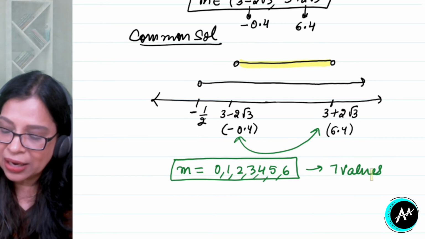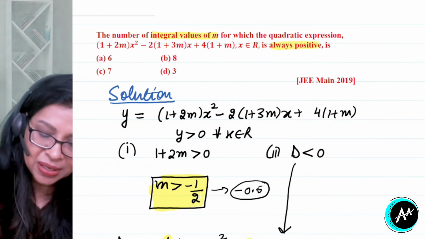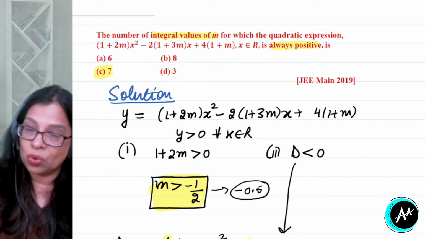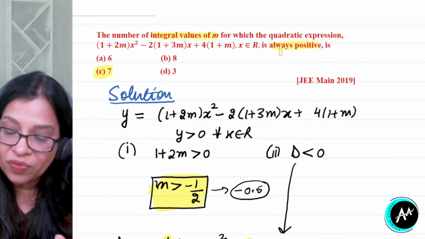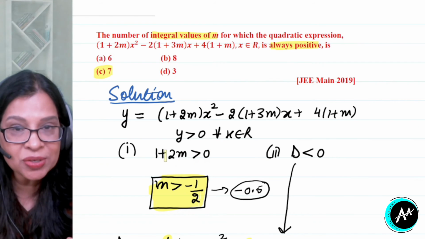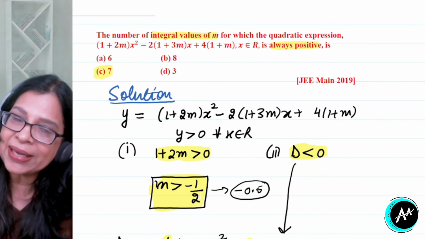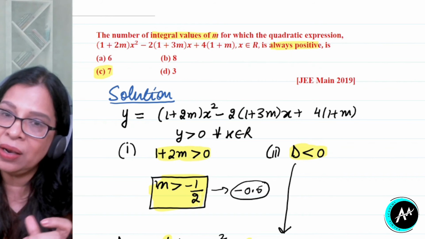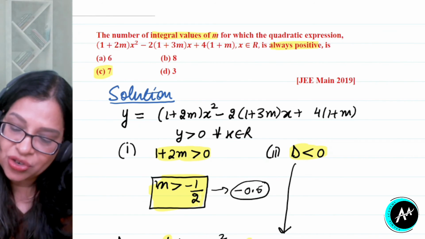So we had to tell number of integral values of m. So these are 7 values. That means C option will be correct. Got it? So what was the question? That when is this quadratic expression always positive? So when it is always positive, when you have coefficient positive of x square and discriminant is negative. So two inequalities, common solution, and in the interval we obtained integral values. Got it? Now let me take up the next question.